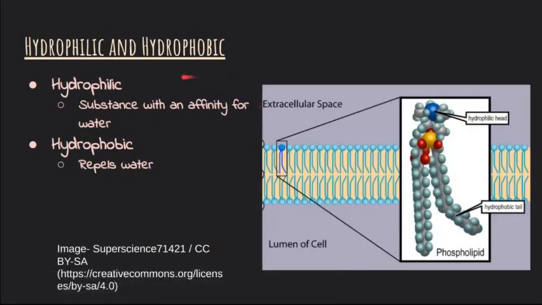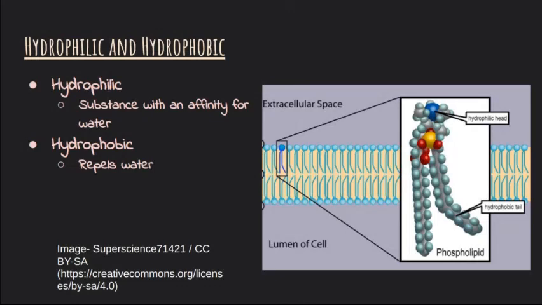So the last thing I'm going to talk about today is hydrophilic substances and hydrophobic substances. This is going to be more important later on when we talk about macromolecules and cell membranes, but I'm going to be talking about them today as well. So a hydrophilic substance is any substance that has an affinity for water. It likes the water, it wants to get near it. While hydrophobic substances are any substances that repel water. It does not want to bond with water, it's not going to bond with water.